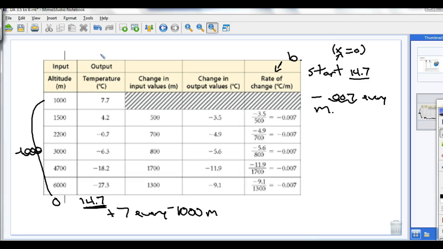Remember, y is our output, x is our input, so y is going to equal, where do we start? 14.7 degrees, and we're going to subtract 0.007 times x, where x is each individual meter. Not 1,000 meters, not 500 meters, not anything like that. It's just this per 1 meter. All right, so there's our equation for part B.